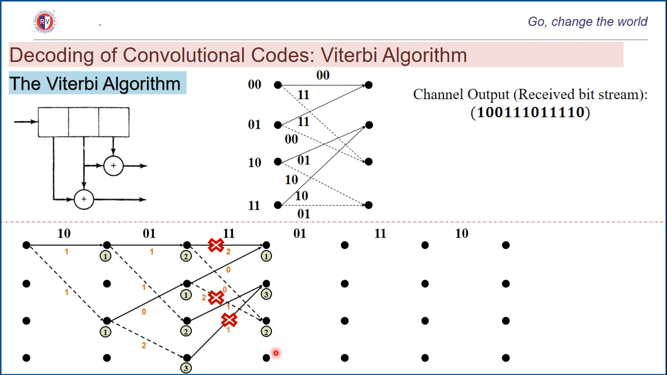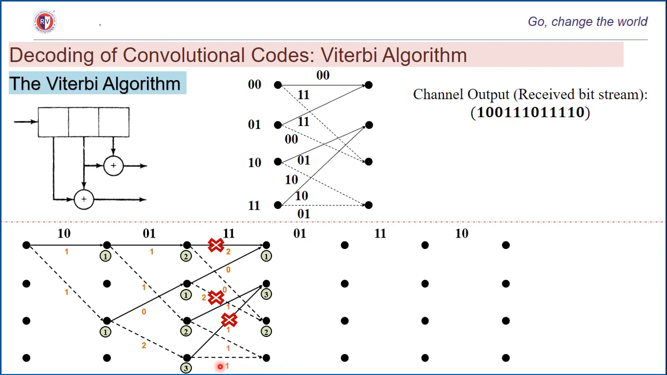And finally, for the last node, it has input from state C and state D with outputs 1, 0 and 0, 1 respectively. For the 1, 0 output, the Hamming distance is 1. For the 0, 1 output, the Hamming distance is also 1. So we'll have 1 and 1 as the path metric for each of those branches. Accumulating the path metrics, it will be 2 plus 1, 3, and 3 plus 1, 4.